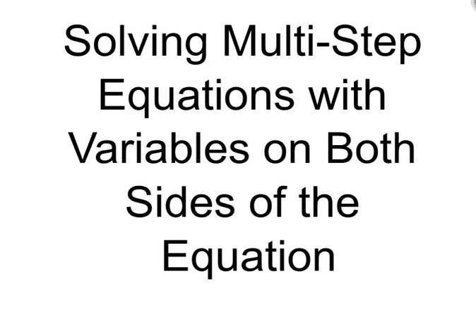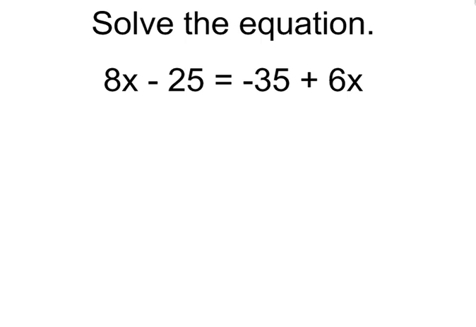In this video, we're going to look at how to solve multi-step equations when there are variables on both sides of the equation. The first example we're going to look at is this one. There are actually 4 correct first steps to this equation, but there are 1 or 2 steps that might be a little bit more efficient or make it go a little bit more quickly.